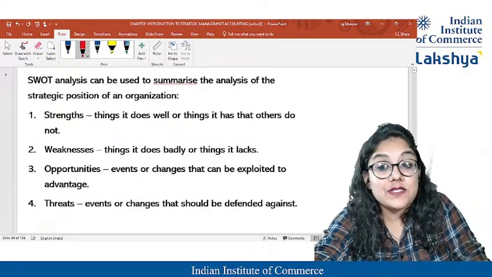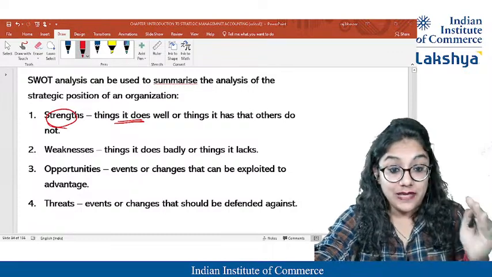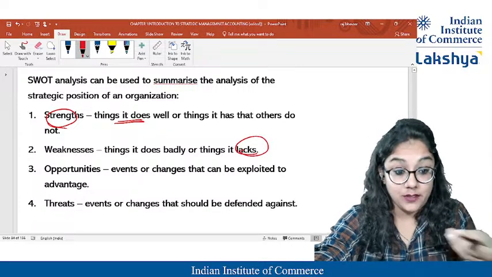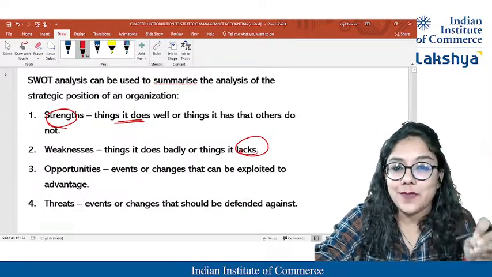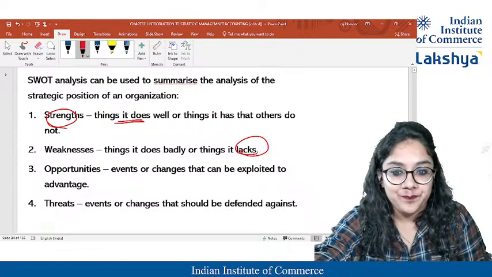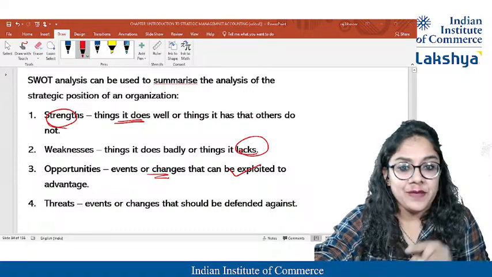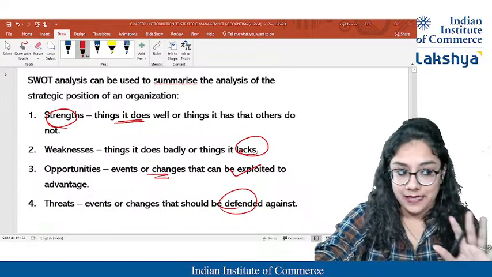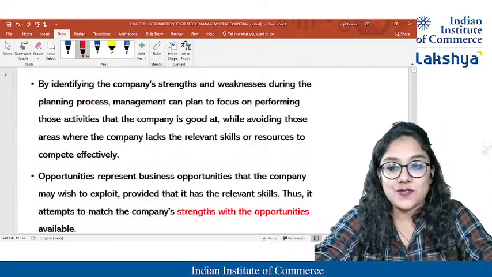When it is strengths, it means the things which I can do very easily. Weaknesses are something which is very difficult for me to handle. I'm lagging in technology, for example. Opportunities mean there is something in the market which I can grab, that I can change, I can exploit it and get the advantage out of it. And threats are something which I feel it's better I defend against. I don't want to indulge in it, otherwise my company is going to go down. So that is your SWOT analysis.